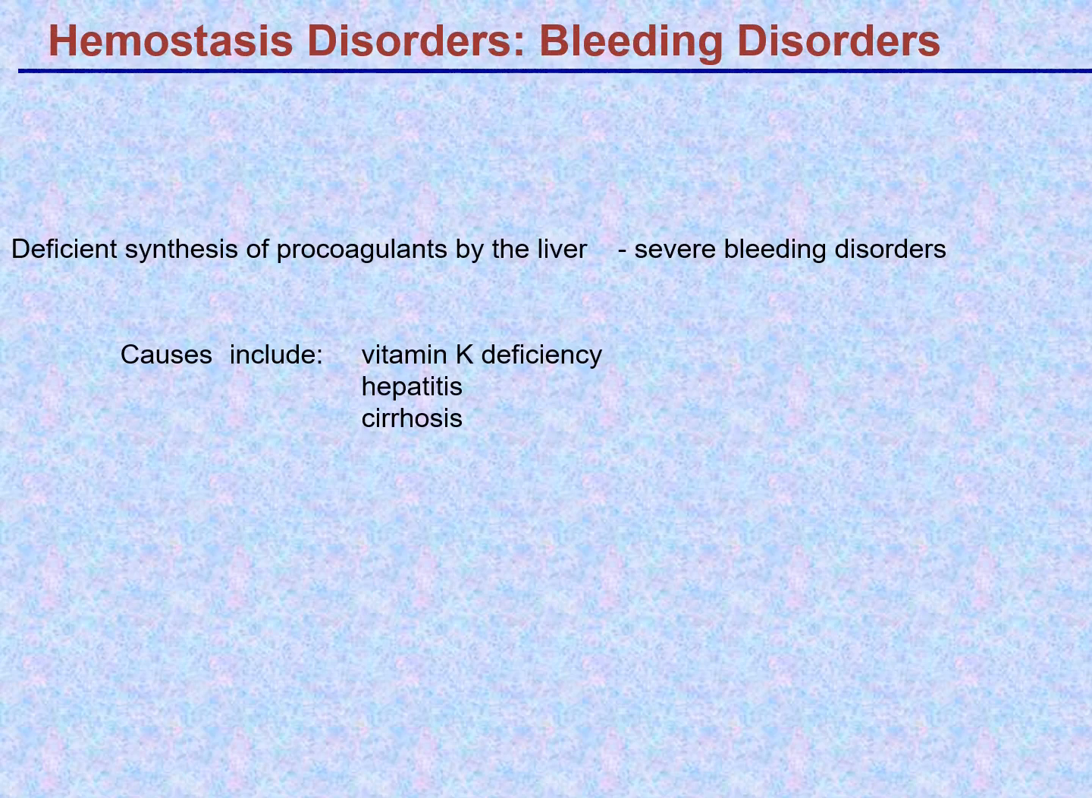Another hemostatic disorder of coagulation is a deficit in the synthesis of the procoagulants. Procoagulants are the clotting proteins, the clotting factors. They're produced in the liver, and individuals who have a number of different things going on can have insufficient synthesis of the clotting factor proteins in the liver, and that leads to severe bleeding disorders.